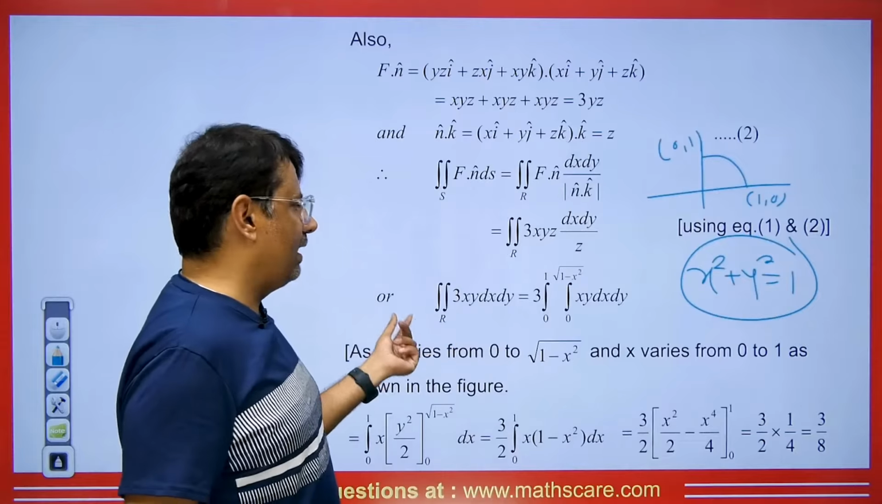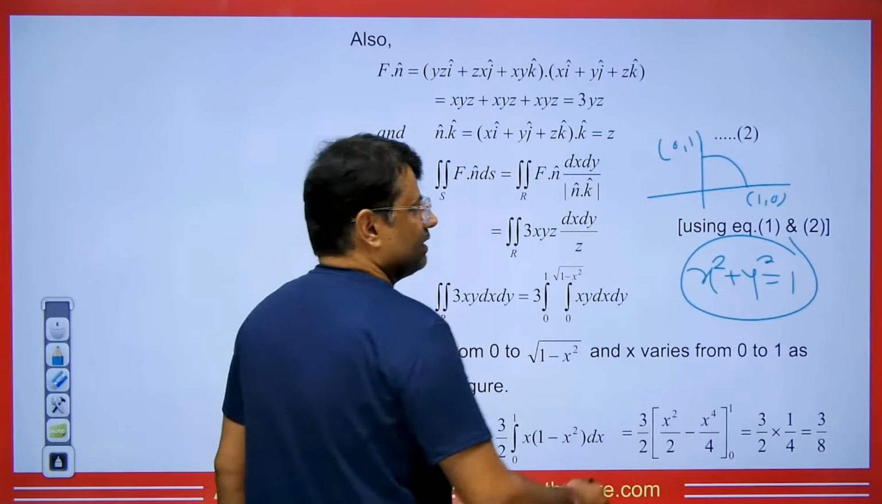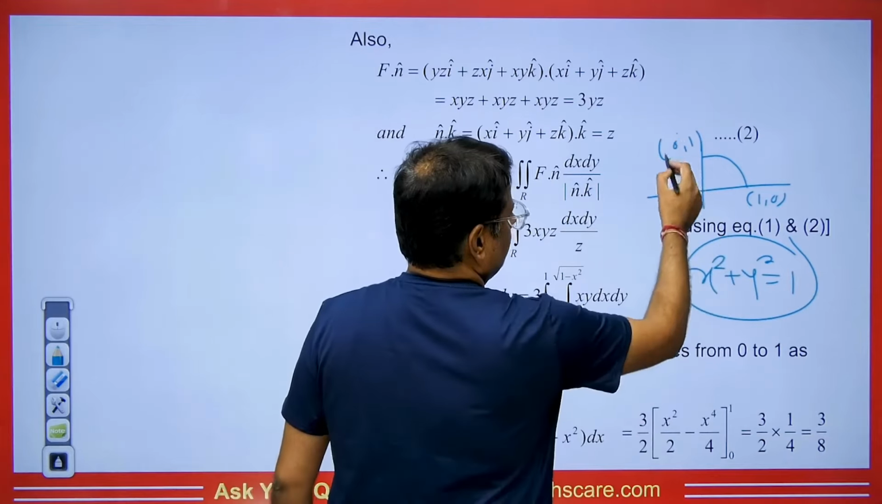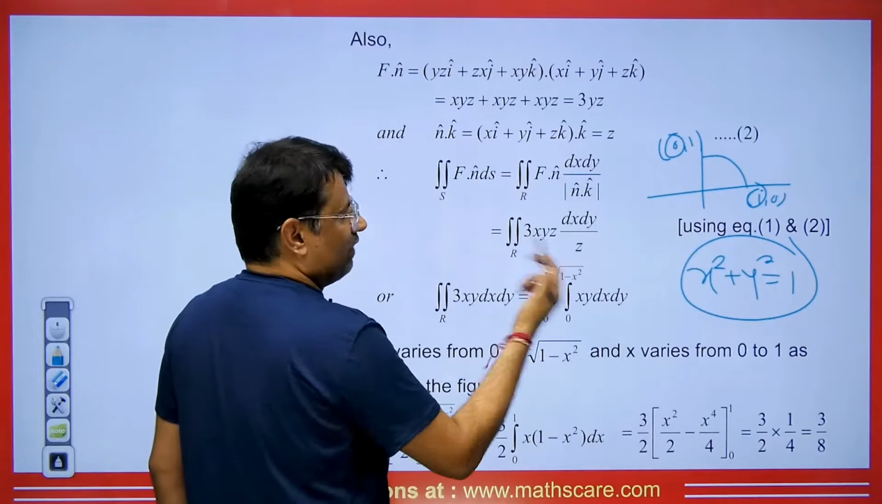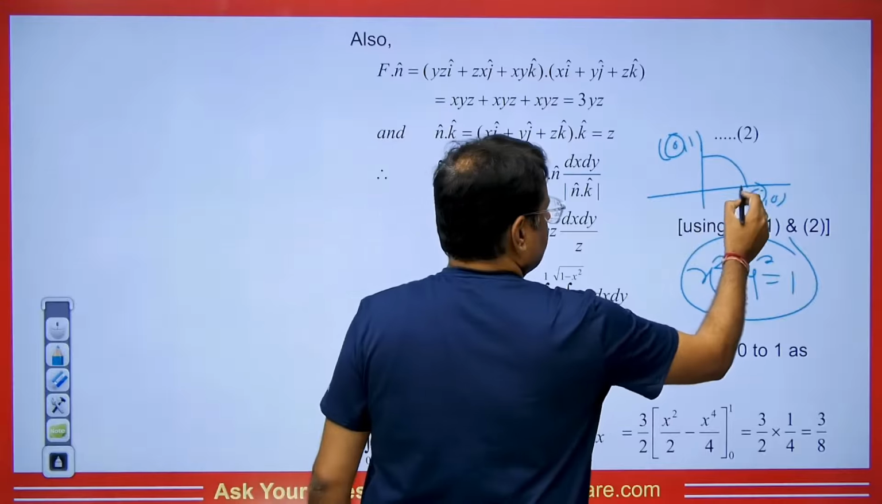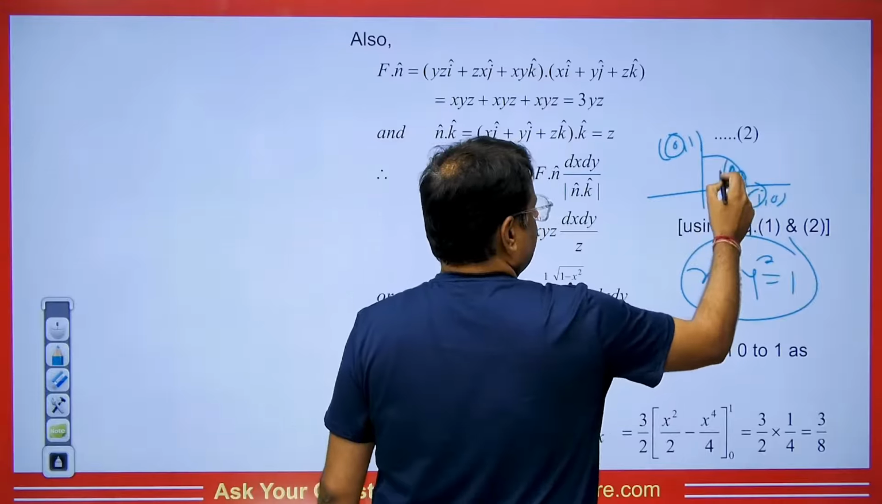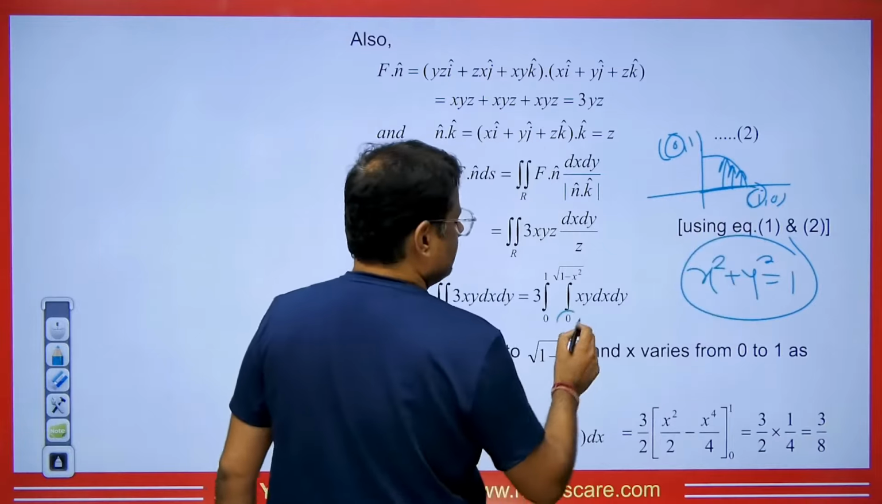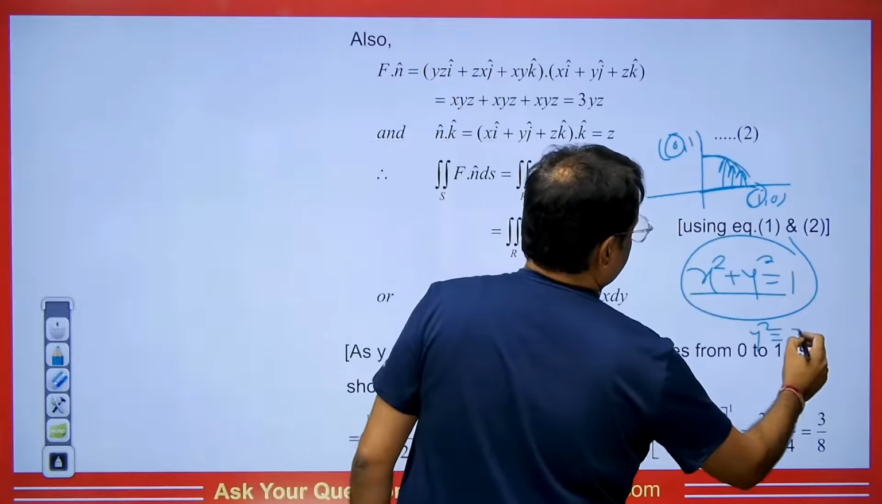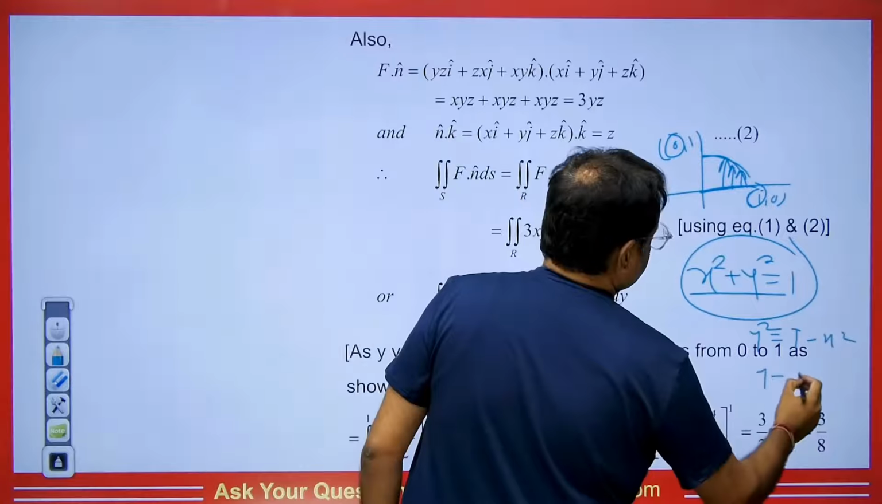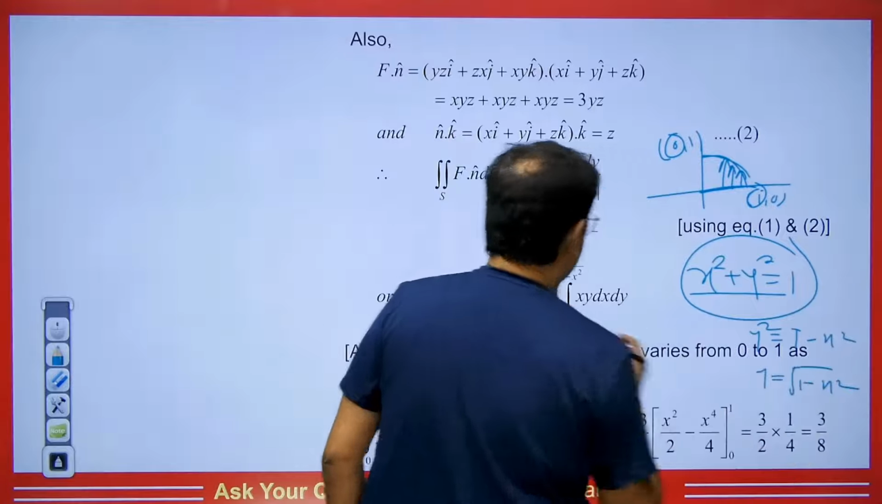So students, take this 3 out. The first limit you'll take will be x. The x is going from 0 to 1. Now we'll take the y limit. You can see as this is increasing, y is also increasing. So the lower limit of y will be 0, but the upper limit will depend on this. Here the value of y square will be 1 minus x square, so y is equal to under root of 1 minus x square.